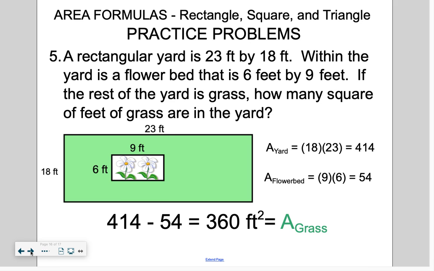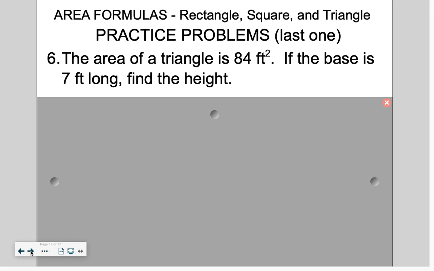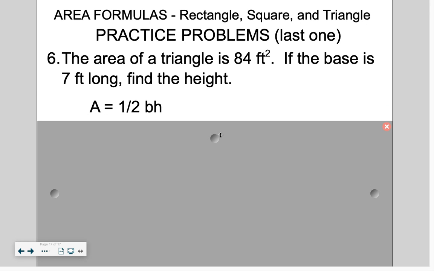All right, let's do one more, and this will be our last one. This one is dealing with area of a triangle. Excuse me. That said, we're being given the area of the triangle. We're being asked to find, it looks like, the height, but the base was indeed provided. So let's write down our formula, which is hopefully 1/2 base times height.